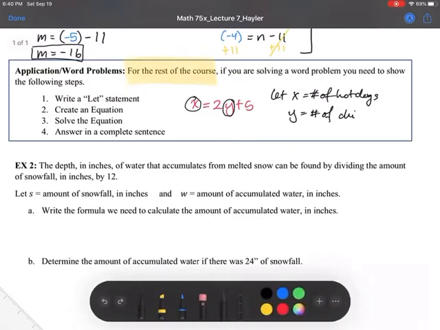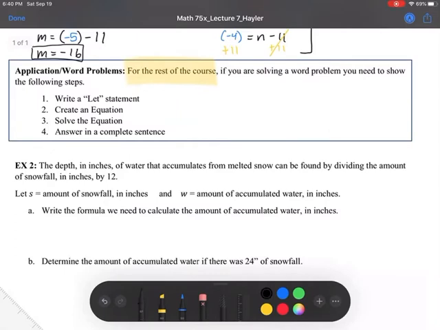All right. Sorry, trying to erase this. First time using this little thing to write my lectures. All right, here we go. So next step, you're going to create an equation using your let statement. Then you're going to solve, and finally answer in a complete sentence.